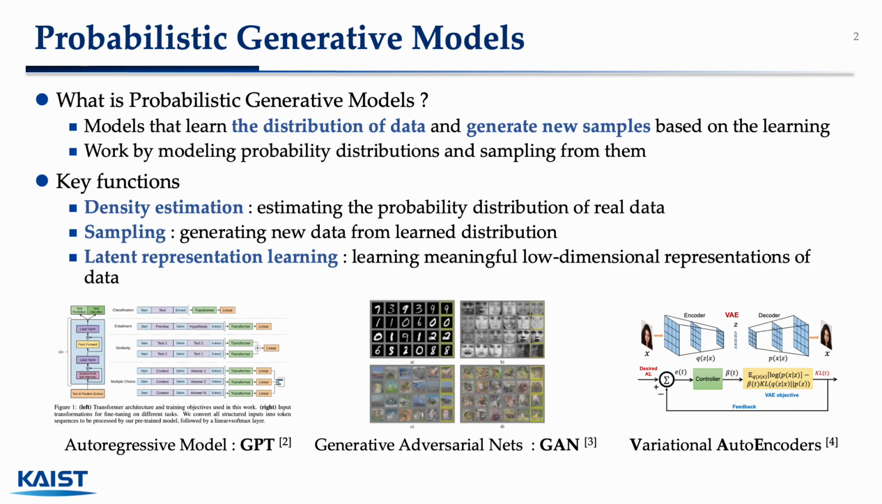First, let me start by briefly explaining what probabilistic generative models are. These are models that learn the distribution of the data and generate new samples based on that learned distribution. Key operations include density estimation, approximating the true distribution of the data, and sampling, generating new data points, and learning meaningful low-dimensional latent representations of the data.